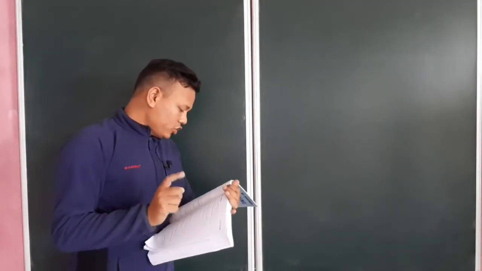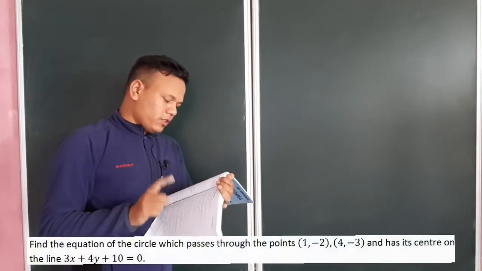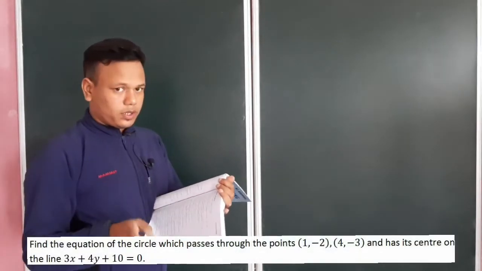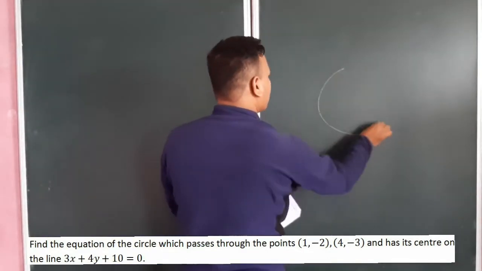Alright, now let me take question number 11. Question 11 says, find the equation of the circle which passes through the points. So let me first draw the diagram for you. So there's a circle.